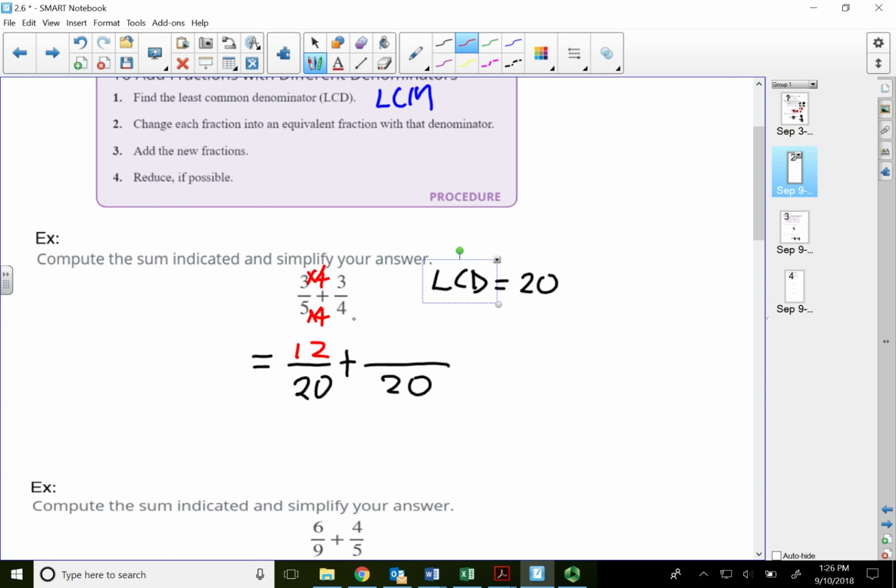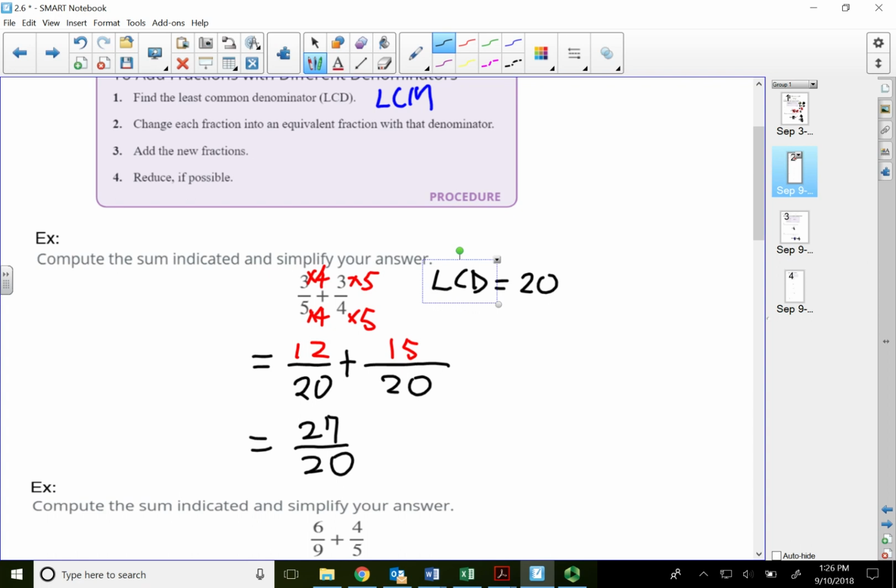My second denominator is 4. Now we need to make it 20 by multiplying by 5. So we can say 4 goes into 20 five times. My numerator will also be multiplied by 5. So my new equivalent fraction is 15 over 20. So once I have the LCD and my new fractions, we can add the numerators. That will give me 27 over 20.